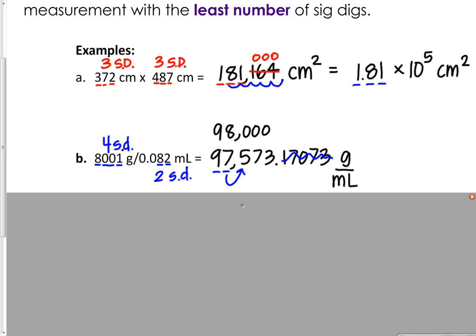Now, is it okay to have a big number that ends in zeros? I'm hoping you're saying no, because it isn't. And you'd want to write this in scientific notation. So this would have to be written as 9.8 times 10 to the, and then you'd count your decimal places. 1, 2, 3, 4. Should be 4 grams per milliliter.